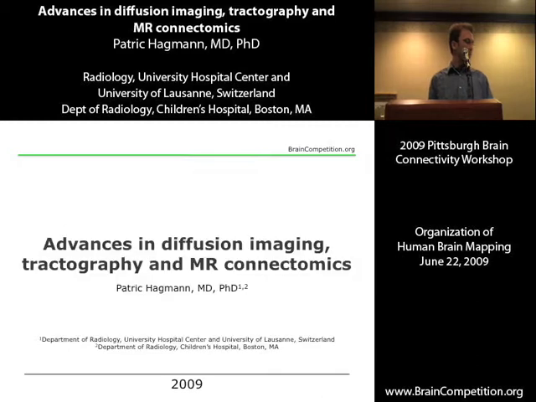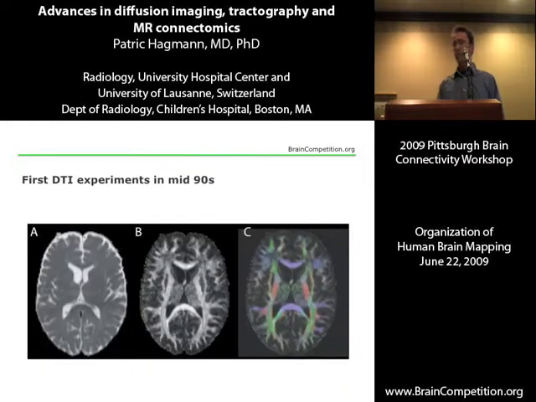So, what I'm going to do in these next 10 minutes is to give a very brief overview of what has happened basically since this citation in the mid-90s and now. And this will take us through diffusion imaging, tractography, and MR connectomics. So back in the mid-90s, there were these early experiments on DTI, and people noticed at that time that diffusion is actually anisotropic in the white matter of the human brain.